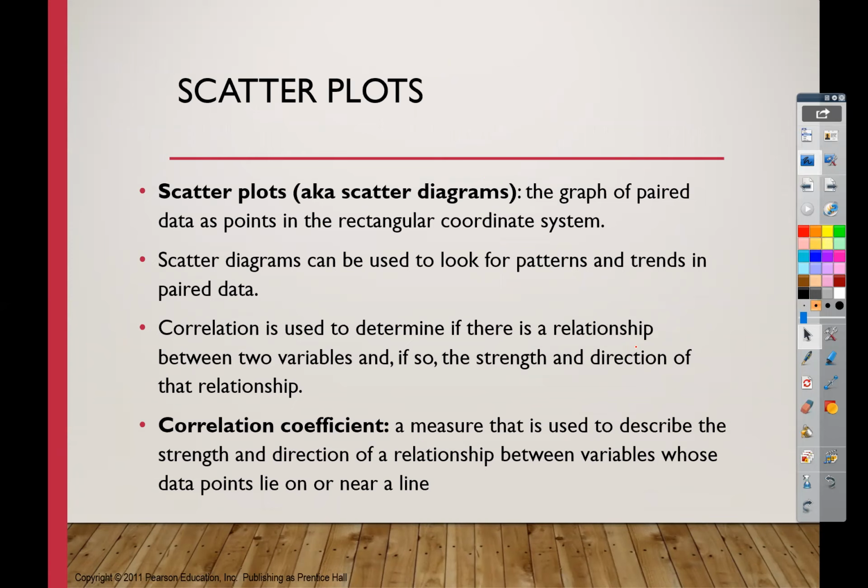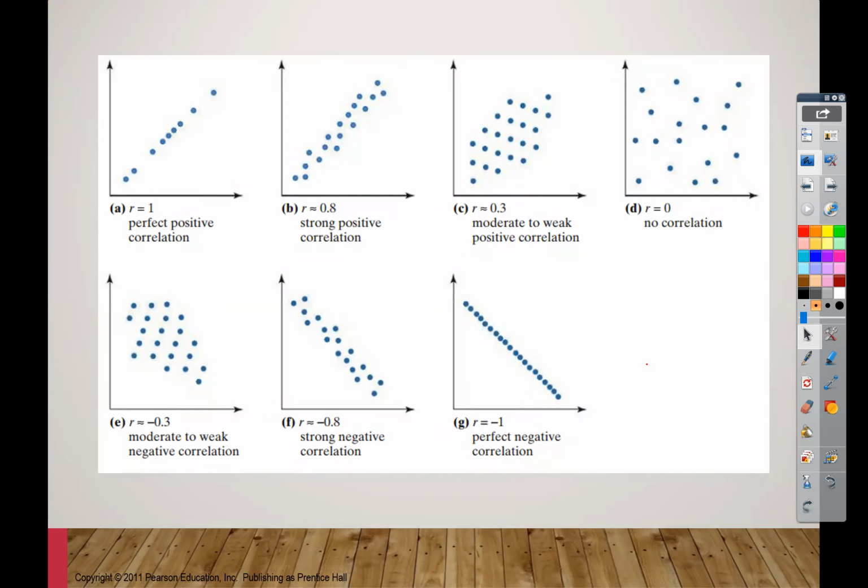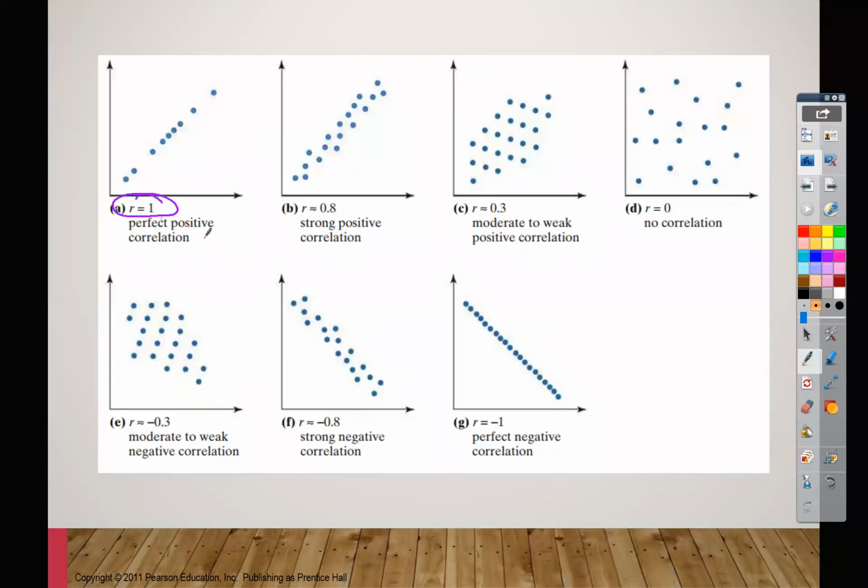Okay, scatter plots or scatter diagrams are the graph of paired data as points in the rectangular coordinate system. Scatter diagrams can be used to look for patterns and trends in paired data. Correlation is used to determine if there is a relationship between two variables, and if so, the strength and direction of that relationship. A correlation coefficient is a measure used to describe the strength and direction of a relationship between variables whose data points lie on or near a line. The closer the correlation coefficient is to 1, the stronger the correlation. The closer it is to 0, the weaker; there is no correlation.